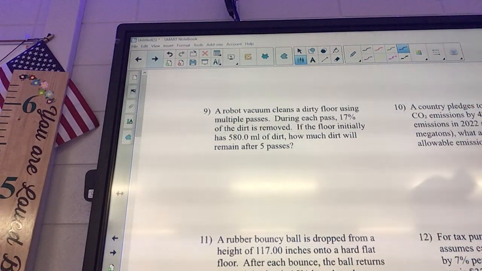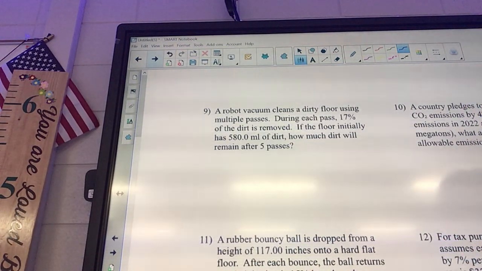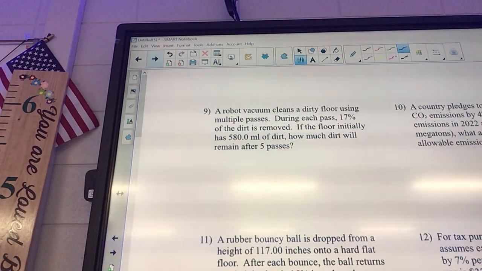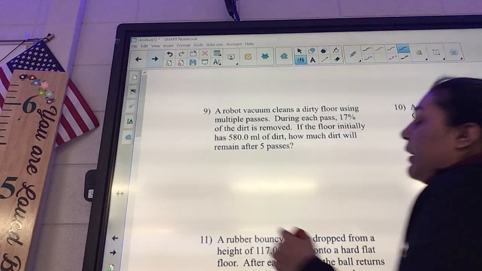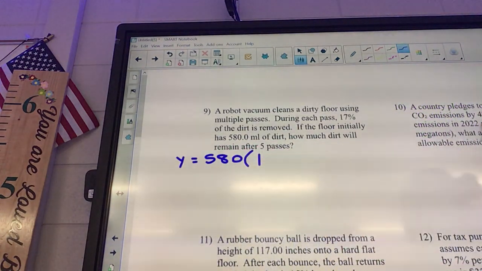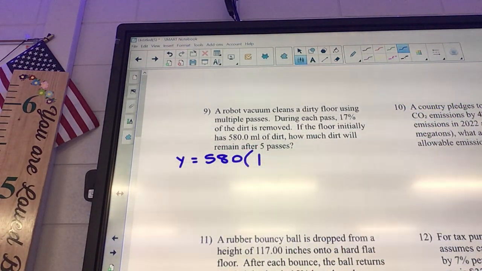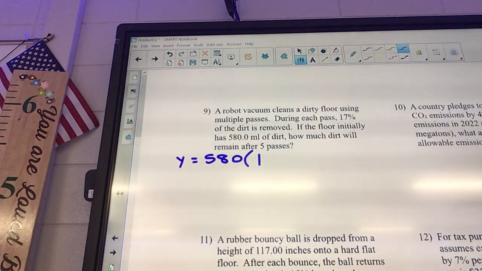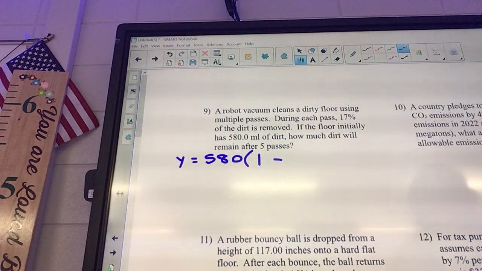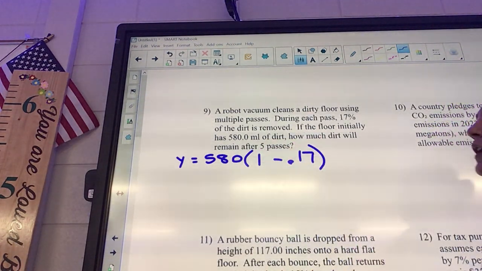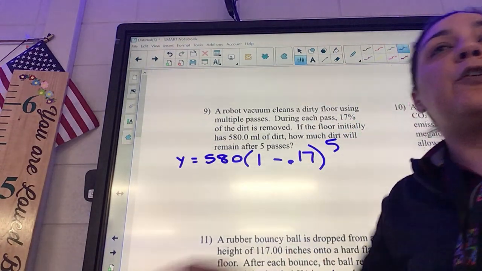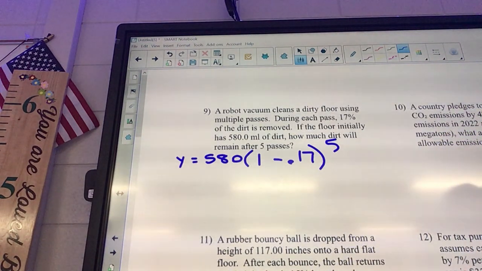And that makes sense. Every time I go, okay, 17% of the dirt is gone. Okay, the floor initially has 580 milliliters of dirt. How much dirt remains after 5 passes? So what is my initial amount? 580. We got 1 minus. Why minus? Because it's taking away the dirt. Okay, so we're going to say minus, what's our percent? 0.17 to the 5th. They want to know, if I do vroom, 5 times, how much dirt is going to be left on my floor?